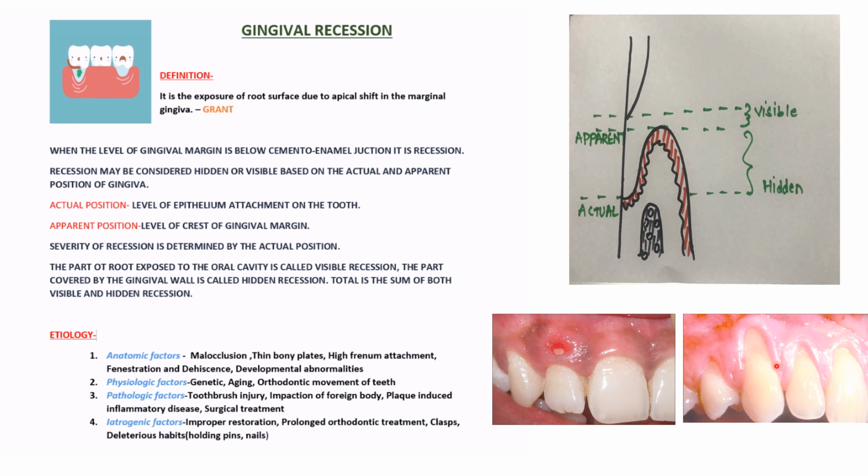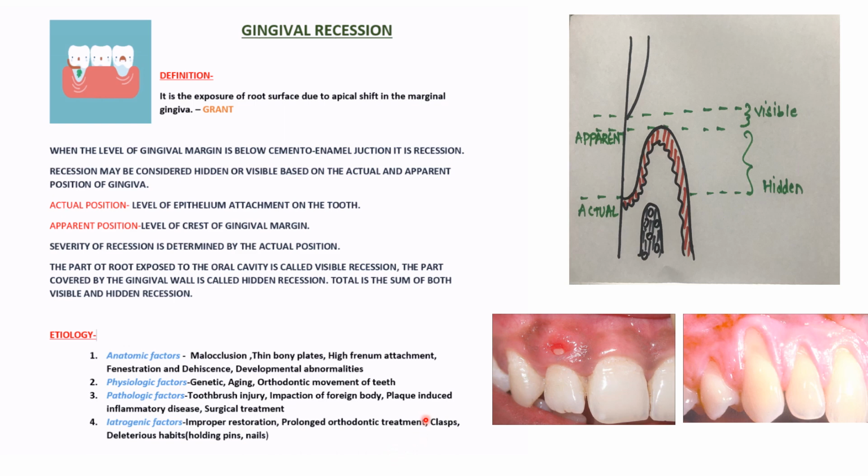So this is dehiscence. Then physiologic factors can be genetics, aging, and orthodontic movement of the teeth. Orthodontic movement of teeth is only possible due to the PDL. So the PDL is a part of your periodontium. Pathologic factors include toothbrush injury. Toothbrush injury can be abrasion, impaction of foreign body, plaque-induced inflammatory disease, and surgical treatment.